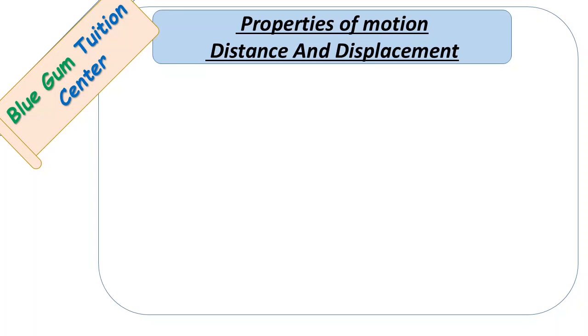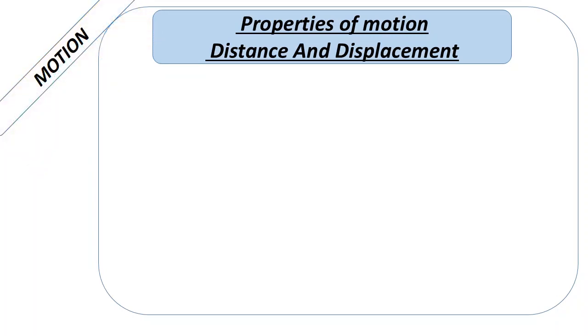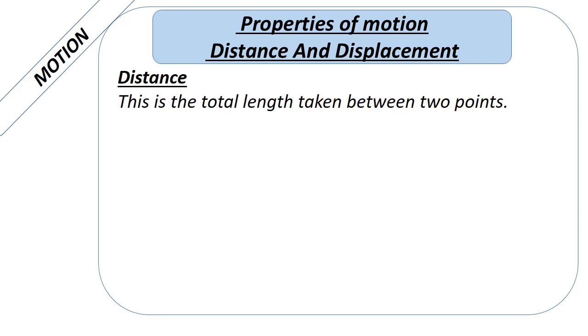The first two properties we're going to take a look at are distance and displacement. We'll start with distance. Whenever there's motion, whenever something in the physical world moves from point A to point B, then distance has been covered. Distance is defined as the total length taken between 2 points. Its units are meters, and it's a scalar quantity because it doesn't care about direction. Distance is distance.